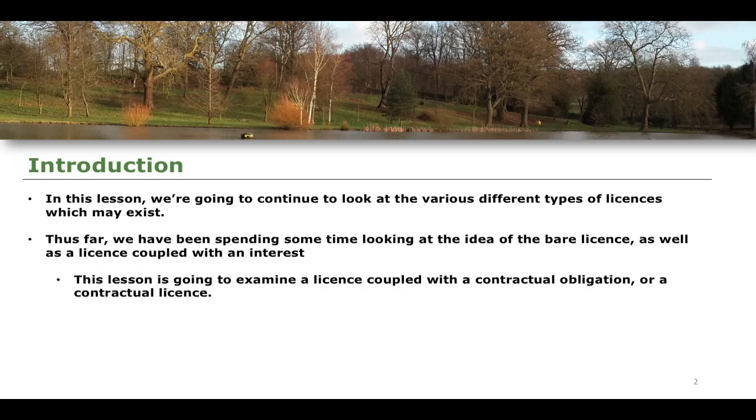This lesson is going to examine the next kind of license which we can think about, sometimes known as contractual licenses, or alternatively you could label it a license coupled with a contractual obligation. Either of those is fine in terms of how you were to define it. An examiner or an individual who is reading a paper or exam of yours would presumably know that you're talking about the same thing if referencing either of them here.